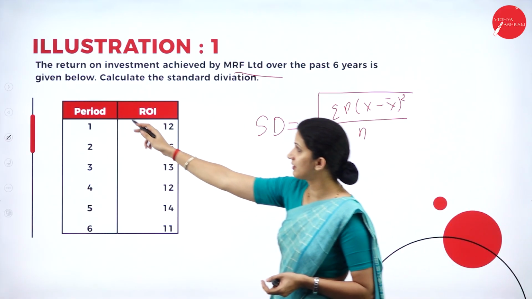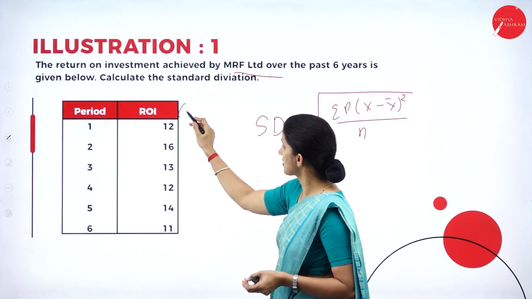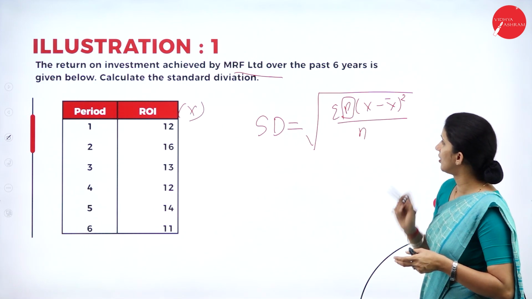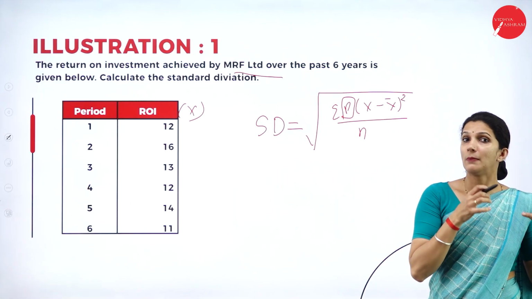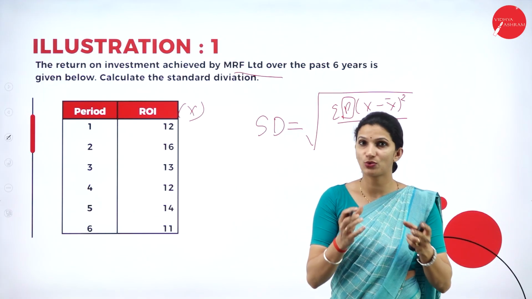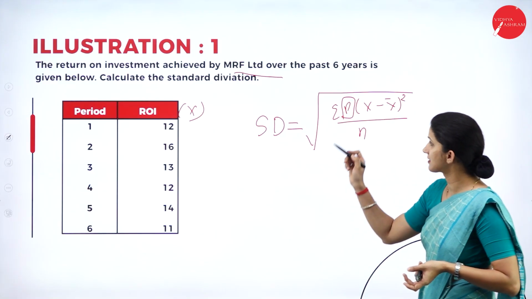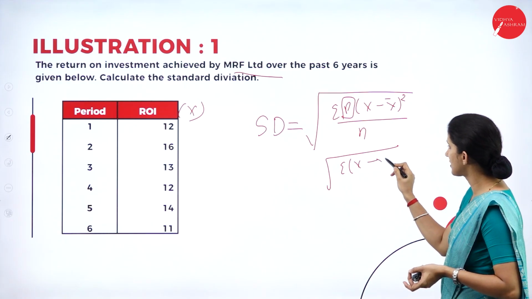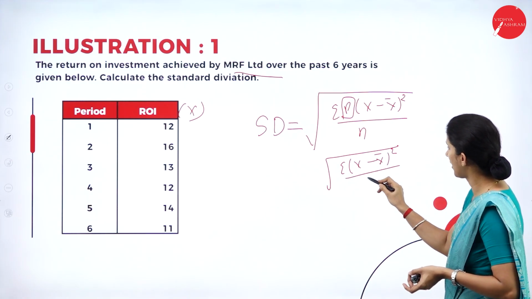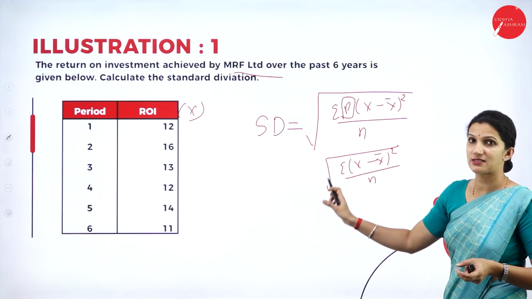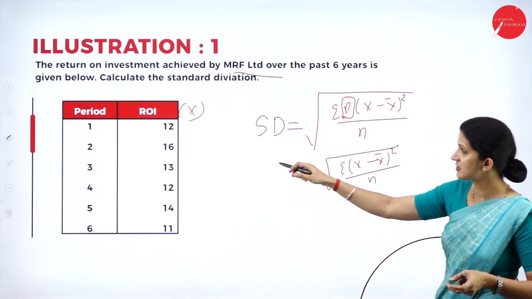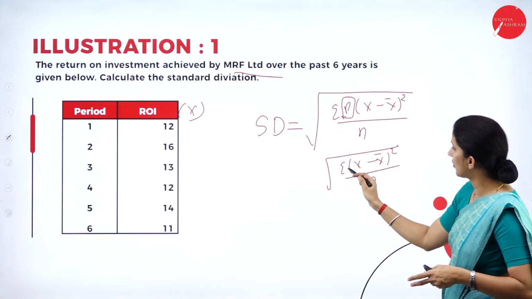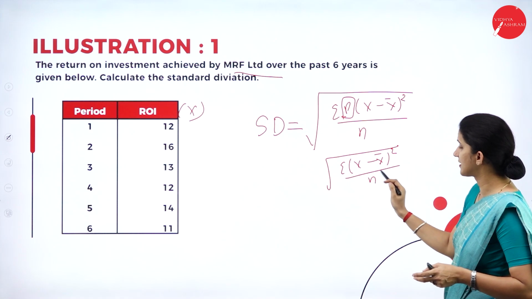So here we are given the period and ROI. This ROI we consider as x. In the formula you have P, which means the probability. But in the question we don't have probability. So we'll calculate root of sigma x minus x bar whole square divided by n. We'll exclude P because the probability is not given in the question.